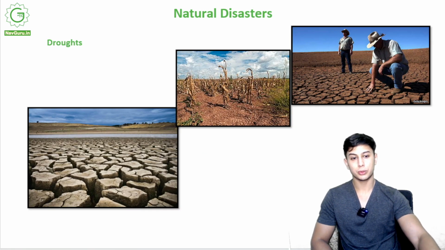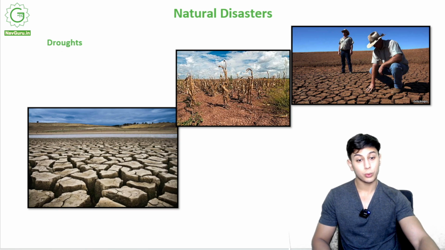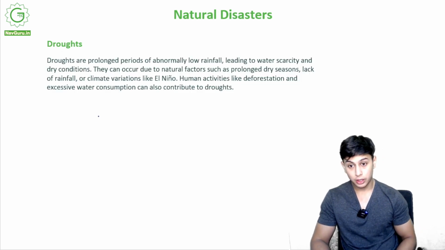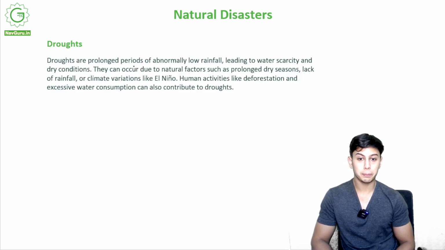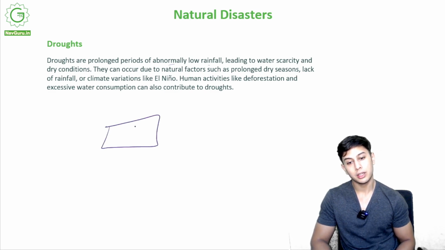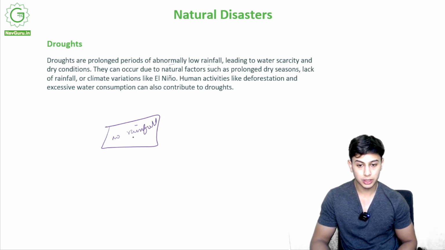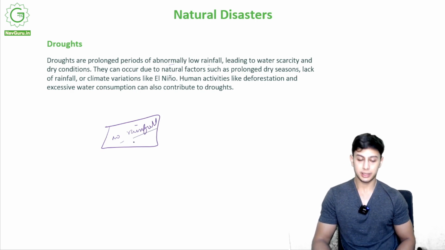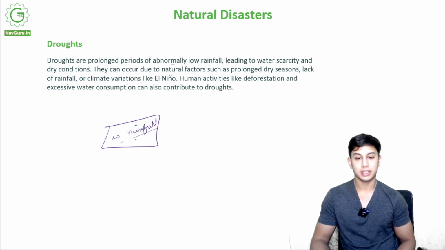Now let's come to droughts. What are droughts? Droughts are prolonged periods of abnormally low rainfall. So if in a patch of land there is no rainfall for around 6 months, 8 months, or 1 year, what would happen? That soil would be very dry, there would be cracks on the soil, it would not be fertile, and there would be no plants, right? Like a desert.